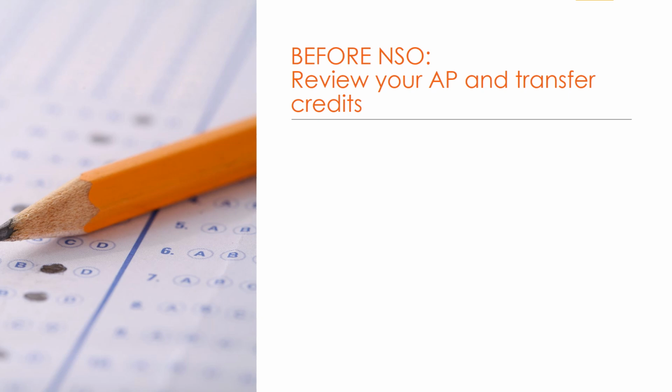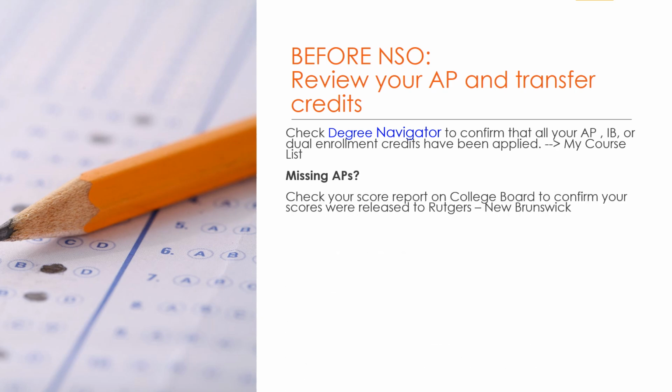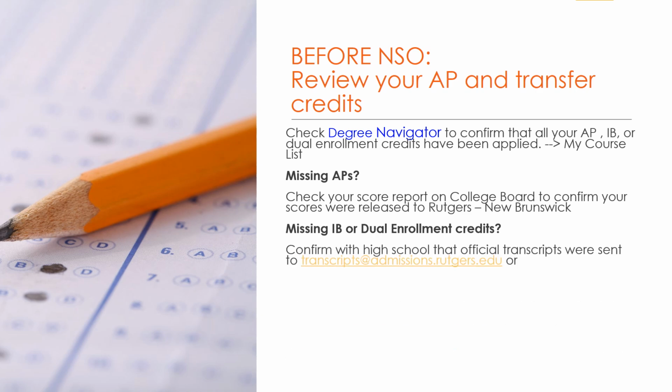So as a reminder, before the NSOs, you want to review your AP and transfer credits on Degree Navigator, My Course List. If you are missing APs, you want to check your score report on College Board to confirm your scores were released to us, Rutgers, New Brunswick. If you're missing IB or dual enrollment credits, you want to confirm with your high school that official transcripts were sent to transcripts@admissions.rutgers.edu.